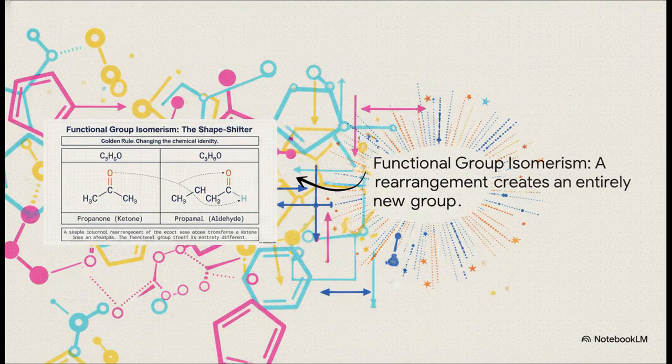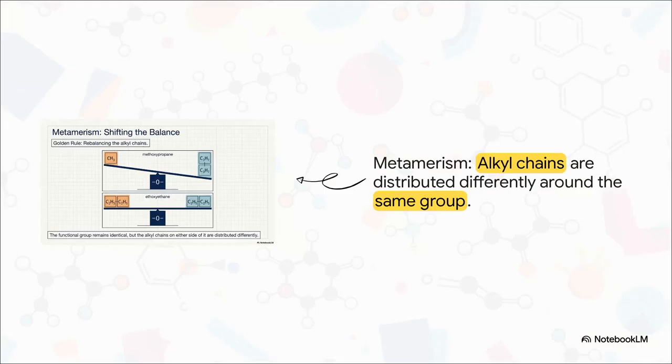Now this is where things get really transformative. With functional group isomerism, the atoms literally rearrange themselves to form entirely different types of compounds. Both of these molecules are C3H6O, but the one on the left, propanone, is a ketone. See how the oxygen is double bonded to a middle carbon? On the right, we have propanal, an aldehyde, where that same group is now sitting at the end of the chain. This one simple shift puts them in completely different chemical families with totally distinct behaviors. They're true shapeshifters.